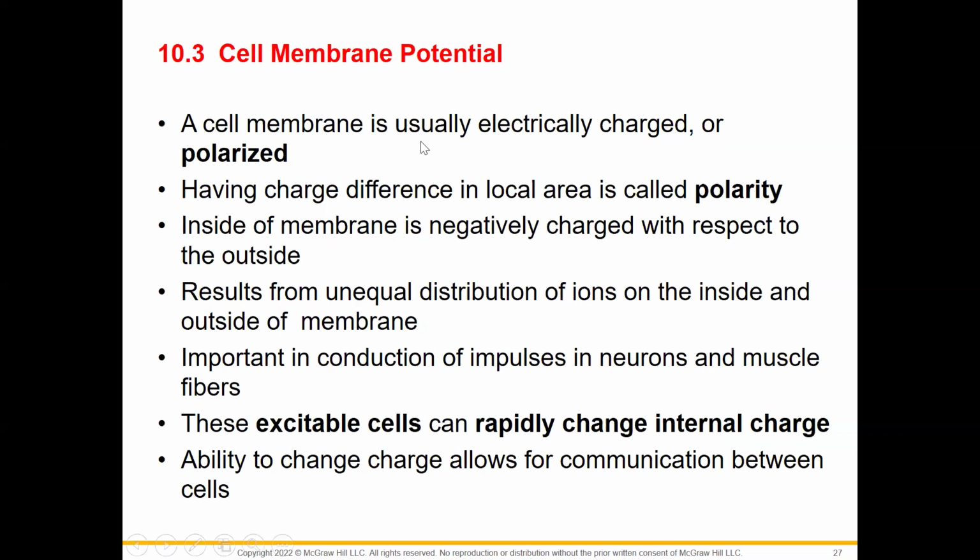Cell membrane potential. So a cell membrane is usually electrically charged. The electrical charge is what we're calling being polarized. So a cell membrane is usually polarized because it has an electrical charge. Having a charge difference in a particular area is called polarity.